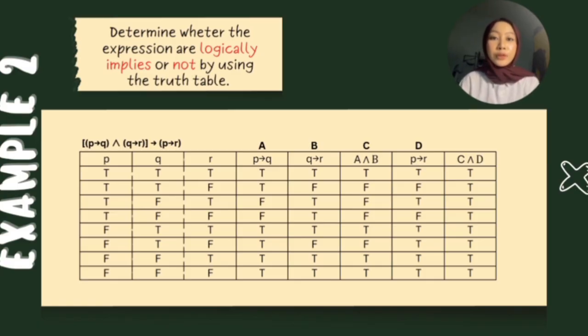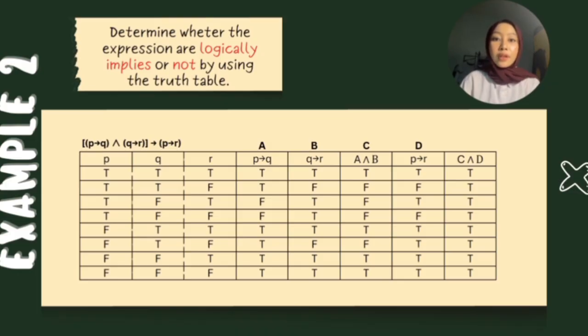For example 2, here is our expression. It looks complex, but it's just saying if P implies Q and Q implies R, then P must imply R. To prove this is always true, we need an 8-row truth table because we have 3 variables, P, Q, and R. First, we list all 8 combinations of true and false for our variables.